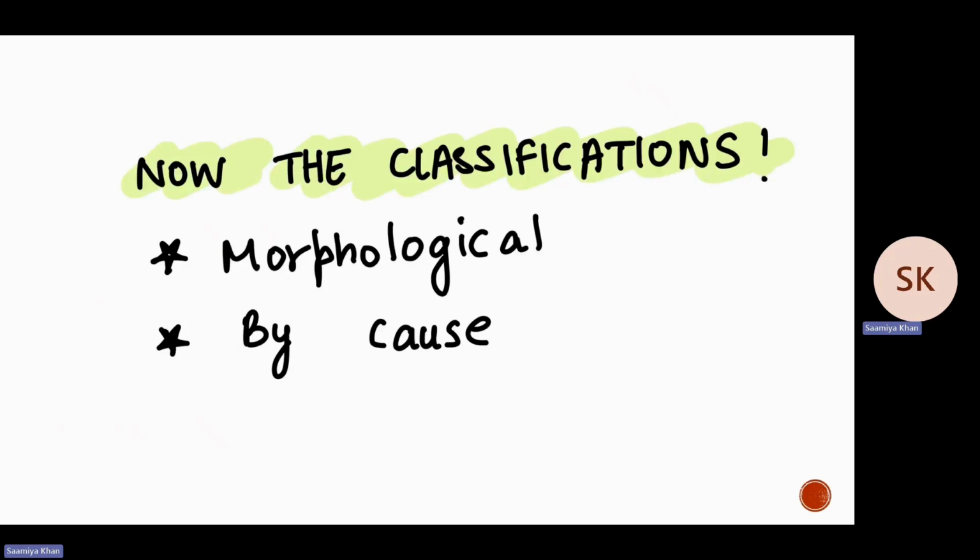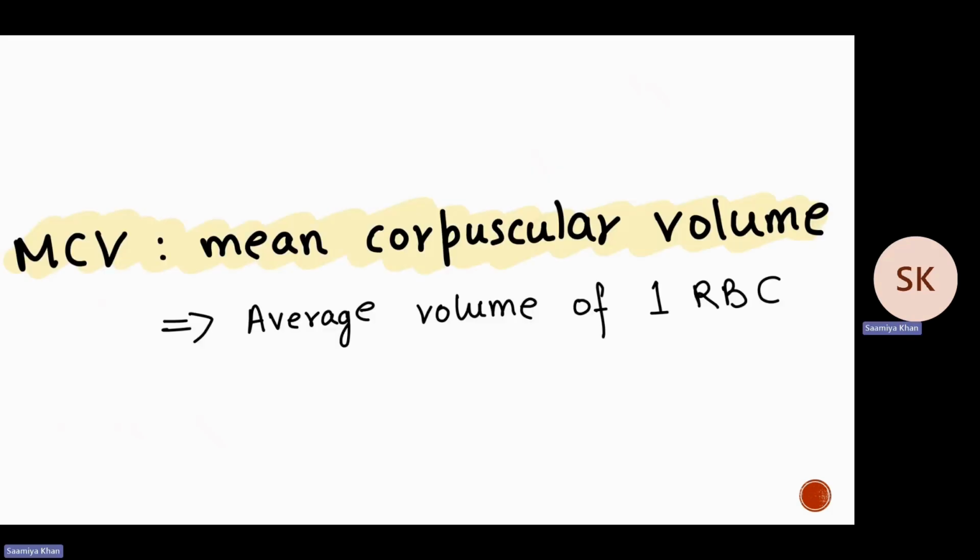Classifications. This is very important. We have two classifications in anemia, the morphological classification and the etiological classification, which I have written as by cause over here, but these two are the main important ones that you have to remember. Before I move on to morphological classification, there's one term I want you to be familiar with, which is MCV, mean corpuscular volume, and it indicates the average volume of one RBC. In simple words, just think of it as the size of the RBC.